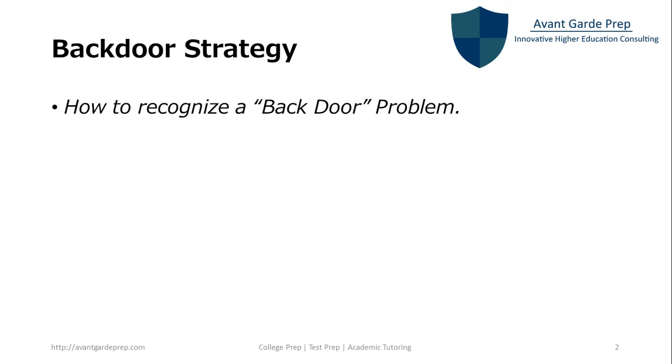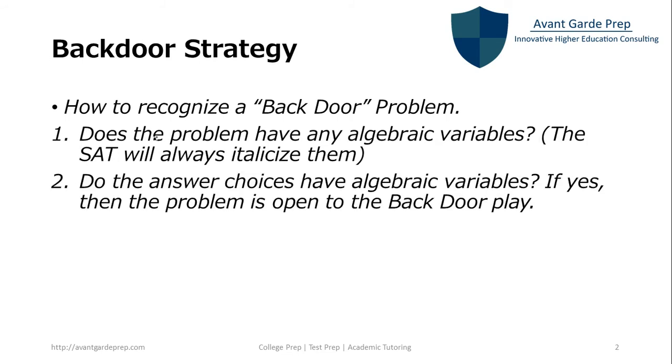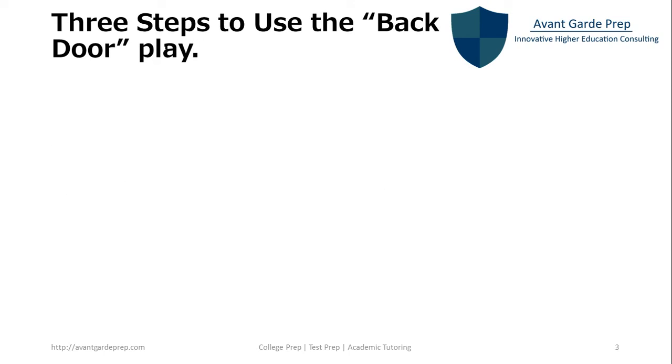First, the problem must contain algebraic variables. On the SAT, these variables will always be italicized, so be on the lookout for that. Second, an algebraic variable must also be included in the answer choices. If both of these conditions are met, you know that you can use the backdoor and avoid using complicated algebra.